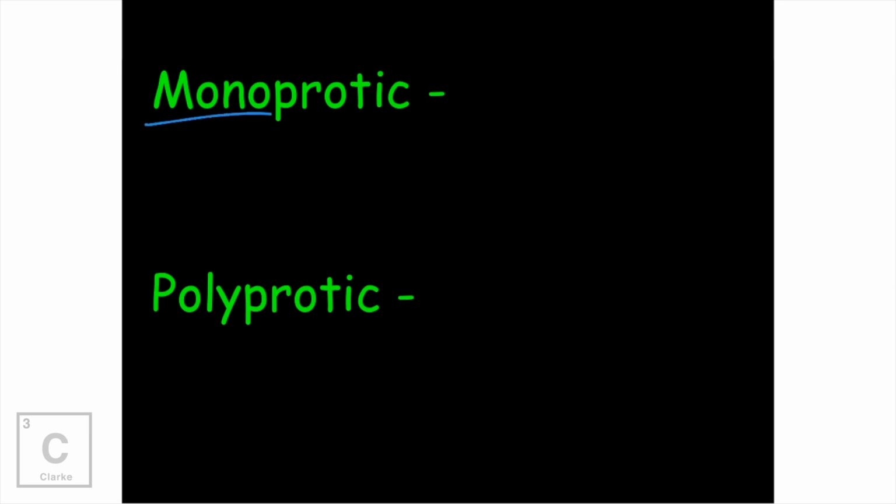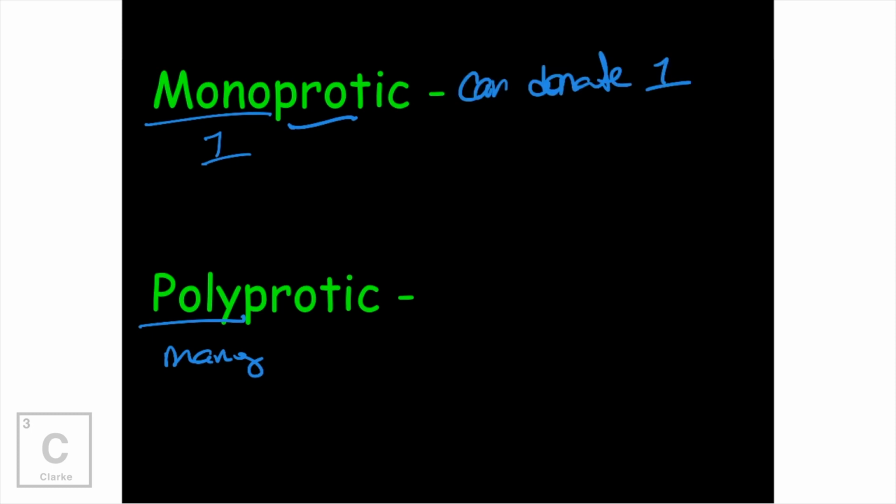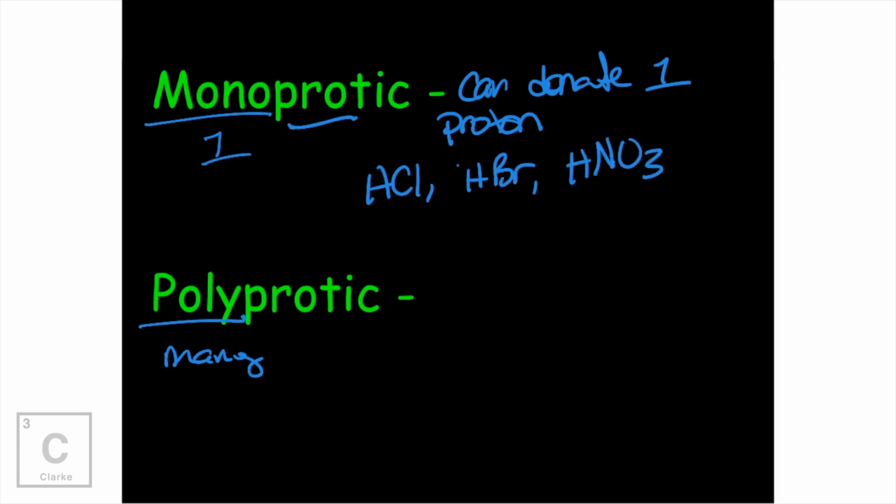Now mono, we've learned about this prefix, it means one. And poly, we've learned poly from math for several years now probably. This means many, more than one. And so protic, that sounds like proton. So a monoprotic acid can donate one proton. For example, hydrochloric acid, hydrobromic acid, even nitric acid. We see what's in common here: one hydrogen, one hydrogen, one hydrogen, monoprotic.